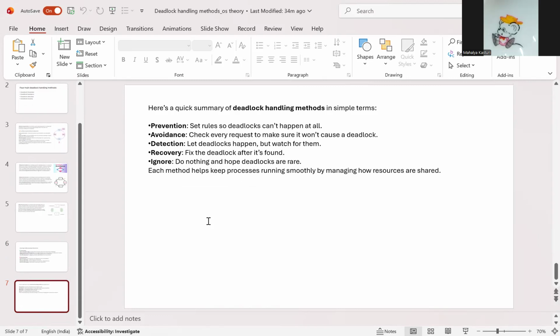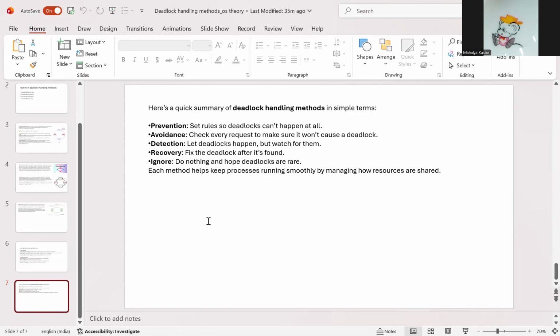You can see prevention, avoidance, detection, recovery, and ignorance. Prevention makes it so deadlocks can't happen. Then avoidance checks every request to make sure it won't cause a deadlock. Detection lets deadlocks happen, but watches for them. Then recovery fixes the deadlock after it's found. Ignorance: in some systems like Unix, deadlocks are rare, so the OS may ignore them.